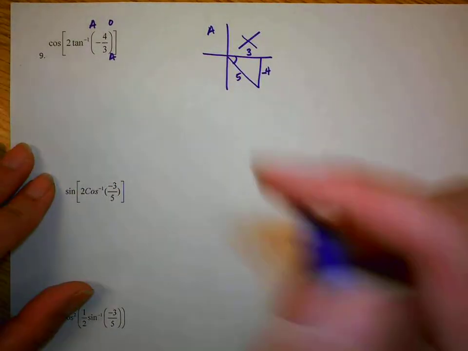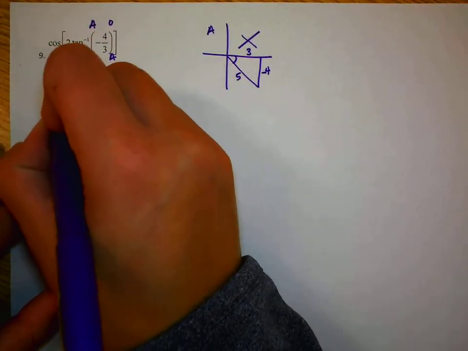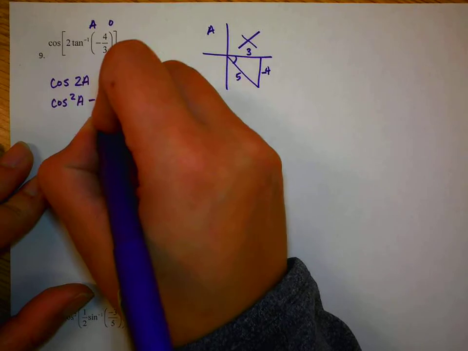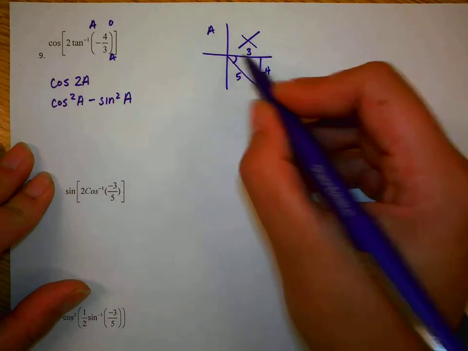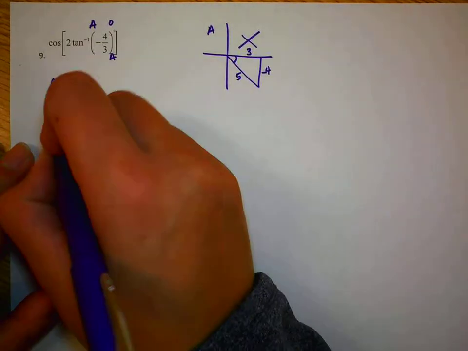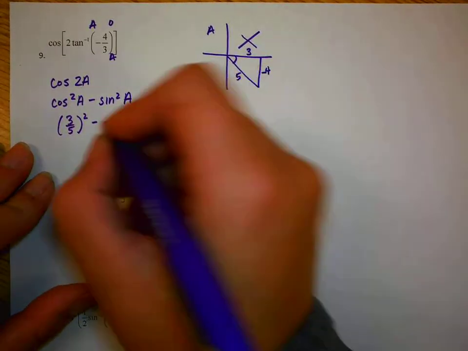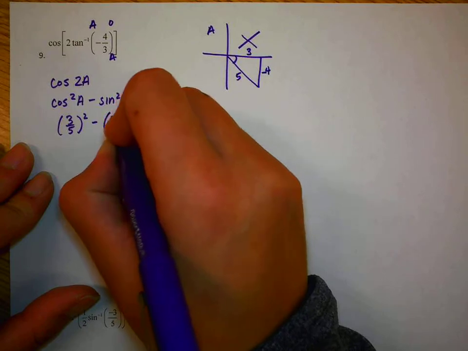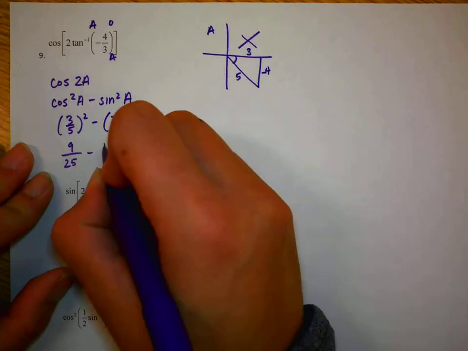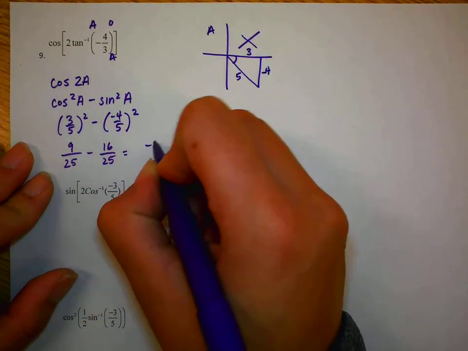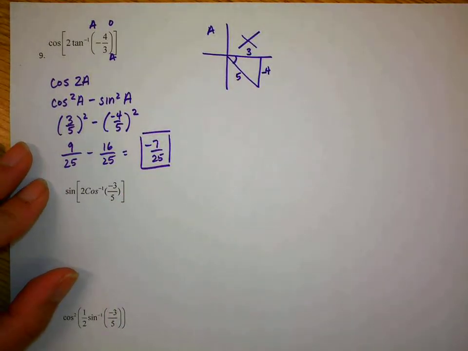Okay, so essentially what you have is cosine of 2a. And we learned last time that the formula for that is cosine squared of a minus sine squared of a. Okay, so cosine of our angle is going to be adjacent over hypotenuse, so 3/5. We'll square that, minus sine squared, which is opposite over hypotenuse. We'll square that. So we get 9/25 minus 16/25 gives us negative 7/25. And that would be your final answer for that one.